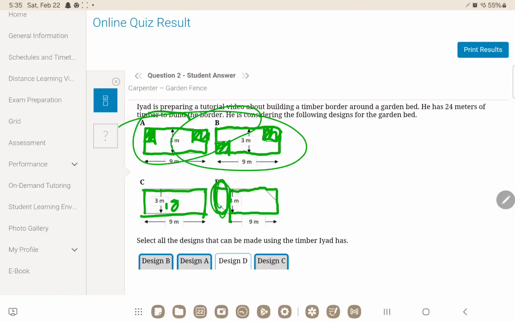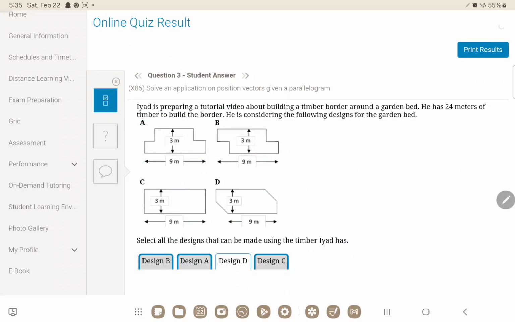So yeah, the only 3 designs that use 18 or less than 24 are B, A, and C. Now moving on to the next question.